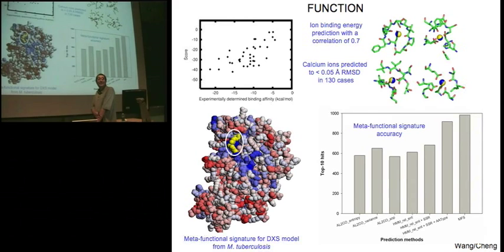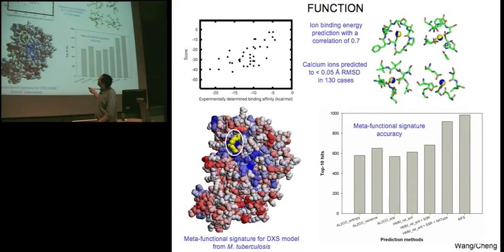And so we went into function, because we believe that the structure determines function. I mean, it's a fundamental rule. So we want to get at the function. So now we started developing new scoring functions that Aaron is partly working on in effect to try to predict the function of what a given protein does.